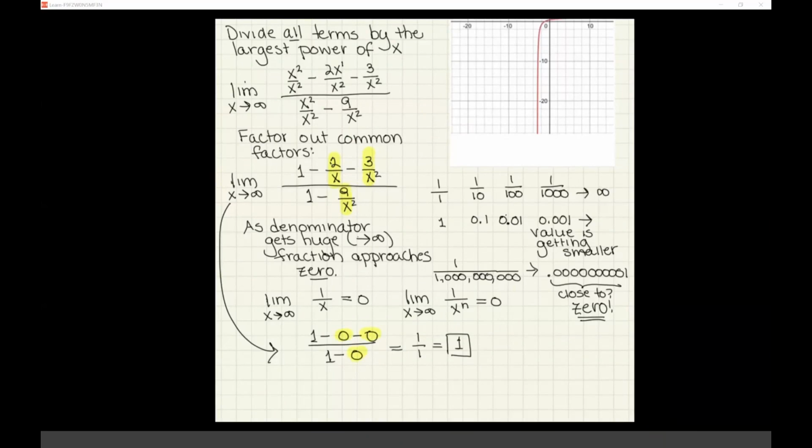Any questions about that algebraically? Okay, good with the algebra? Good with the algebra. Okay.